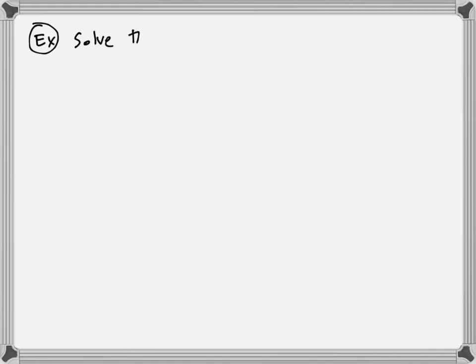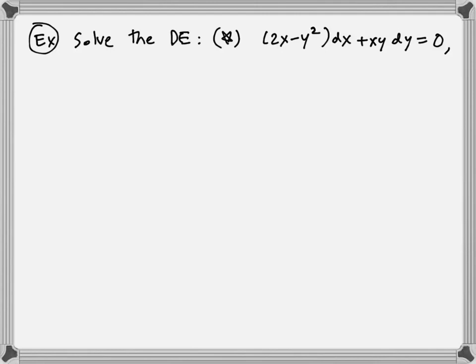So we're going to solve the differential equation. And let's go ahead and call it star because I know I'm going to refer to it later. So here's our differential equation. 2x minus y squared dx plus xy dy is equal to 0. And suppose they're telling us in advance that x is positive. All right, let's go ahead and label these. This is M, and this is N, right?